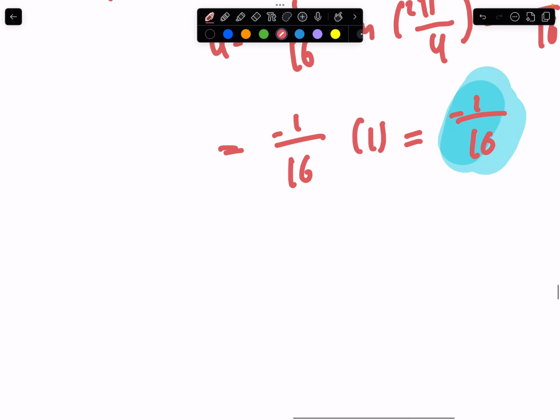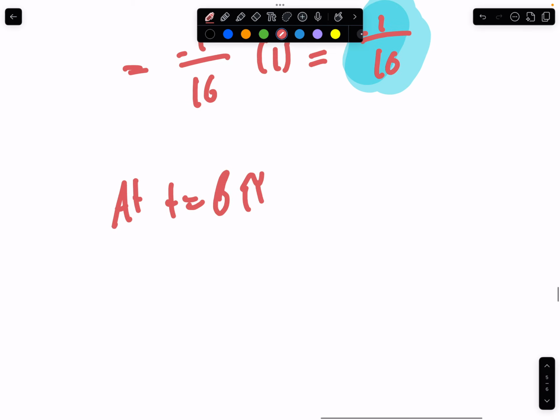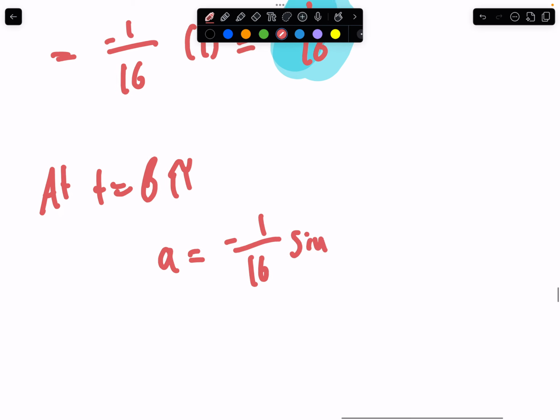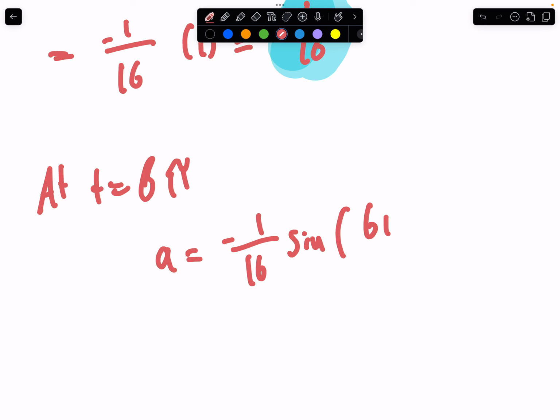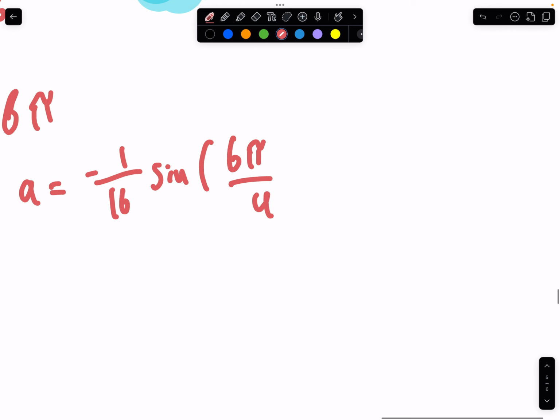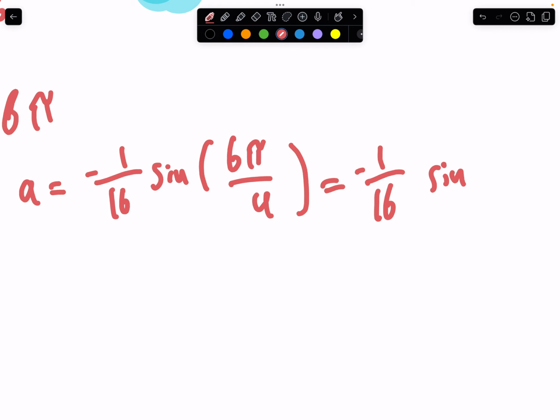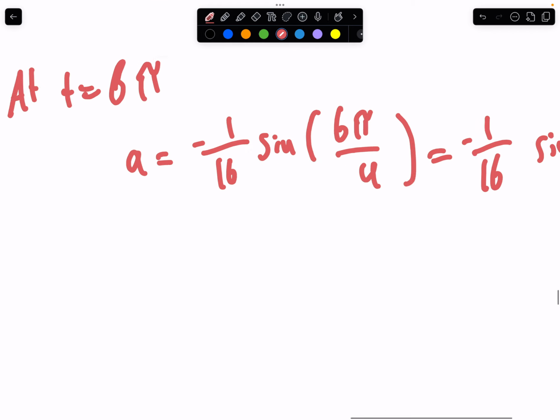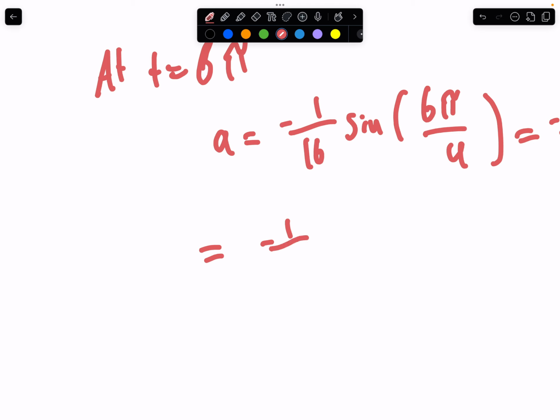That will give us negative 1 over 16 at t equal to 2 pi. At t equal to 6 pi, A is equal to negative 1 over 16 sine(6 pi over 4), negative 1 over 16 sine(3 pi over 2), which is negative 1 over 16 times negative 1, to give us 1 over 16.